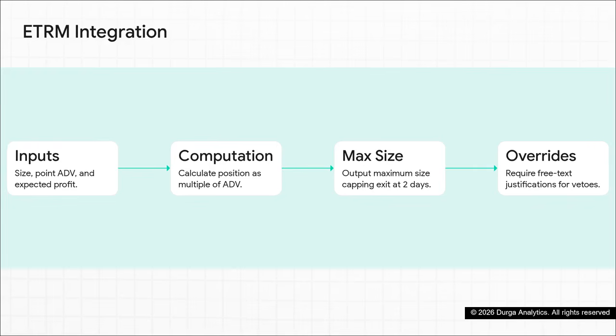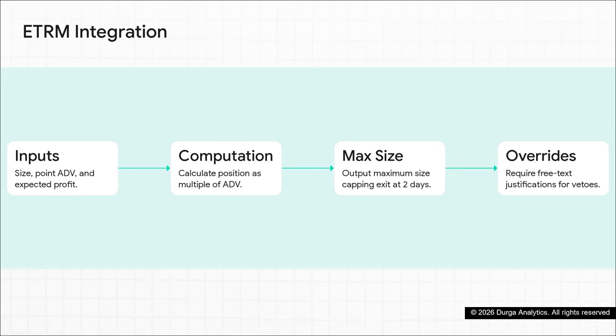Build a screen that takes the proposed position size, the point's ADV, and the assumed slippage. The system must automatically compute the days to exit based on a safe 25% participation rate and immediately output a hard size limit capped at 2 days. Finally, you build those 5 vetoes in as explicit Boolean checks. If a trader overrides a veto, you force a mandatory free text justification.